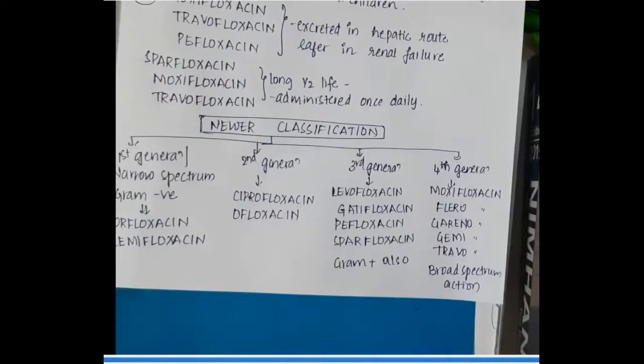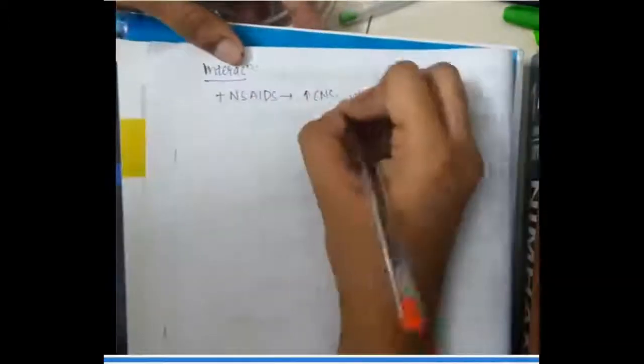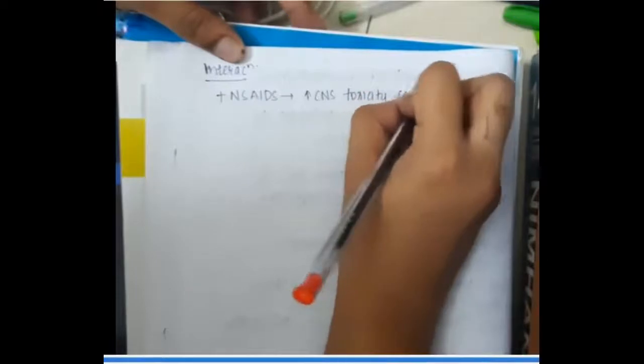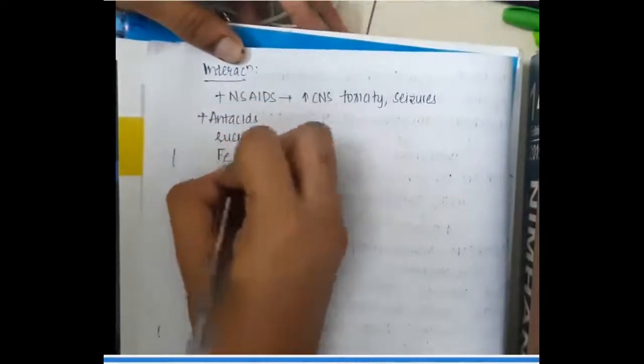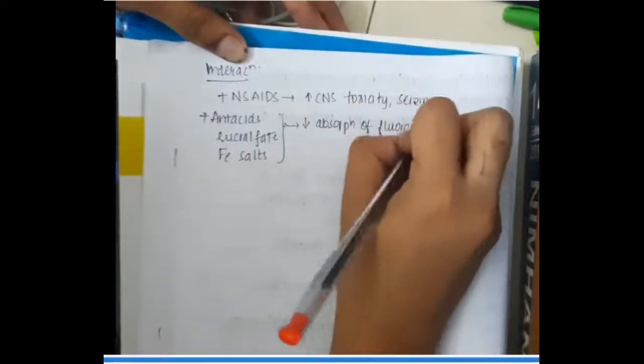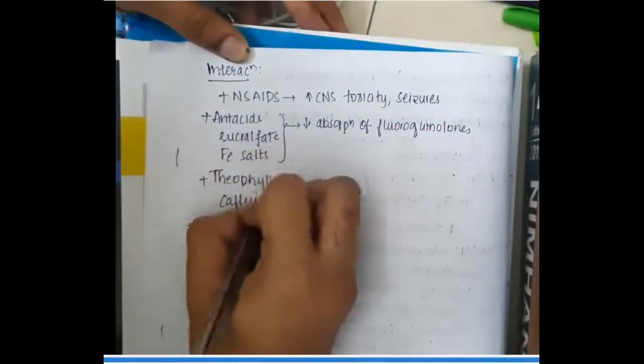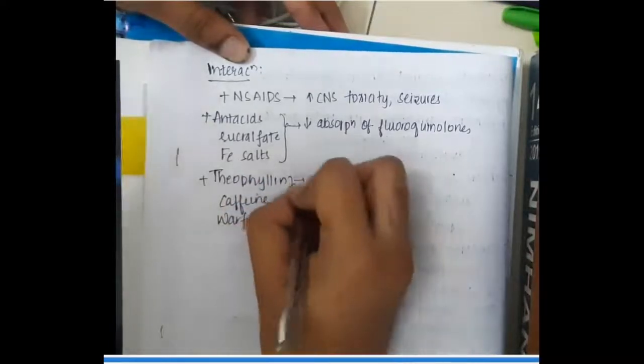Then we have to learn about the interactions of fluoroquinolones. These drugs can be combined with NSAIDs, which increases the CNS toxicity and seizures. These drugs can also be combined with antacids, sucralfate, and iron salts, and thus decrease the absorption of fluoroquinolones. These drugs are also combined with theophylline, caffeine, and warfarin, which increases their concentration.